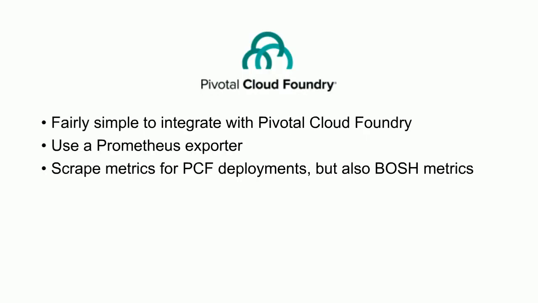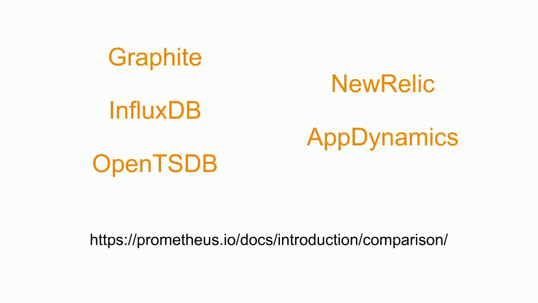Okay, so let's continue. In Pivotal Cloud Foundry, let's say you're using Pivotal Cloud Foundry, it's also really easy to integrate. It's just a matter of using a Prometheus exporter, which is supported out of the box, and you can scrape metrics from the deployments in PCF itself, so your application, but also from the BOSH metrics. So that's a useful way to also be able to visualize all that data, all these metrics from inside Pivotal Cloud Foundry. Okay, so I thought I would mention that as well.